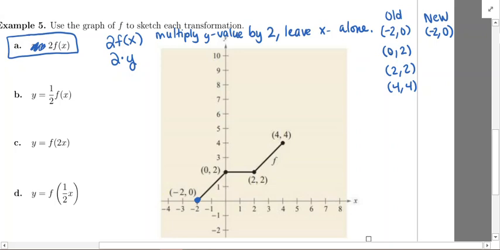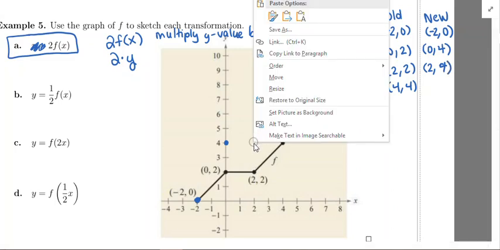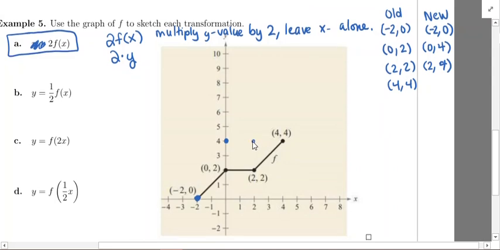We do the same thing for the next point. For (0, 2), the x coordinate stays the same and we double the y coordinate. 2 times 2 is 4, so we go to (0, 4). This point right here has moved up here. Then we have (2, 2). To transform it, you leave the x coordinate alone and multiply the y coordinate by 2. So 2 times 2 is 4, and (2, 2) will move to (2, 4), which is right there. And then lastly, you have (4, 4).